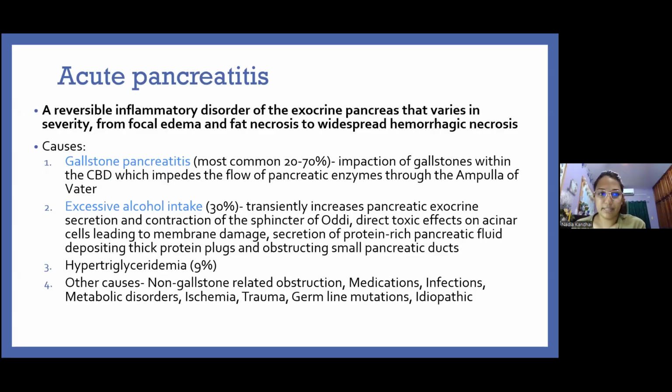In 30%, it has been found to be excessive alcohol intake. Alcohol transiently increases pancreatic exocrine secretion and the contraction of the sphincter of Oddi. It also has direct toxic effects on the acinar cells, which leads to membrane damage and secretion of protein-rich pancreatic fluid, which then deposits thick protein plugs and obstructs the small pancreatic ducts. Other causes are hypertriglyceridemia, as well as medications, infections, and metabolic disorders.